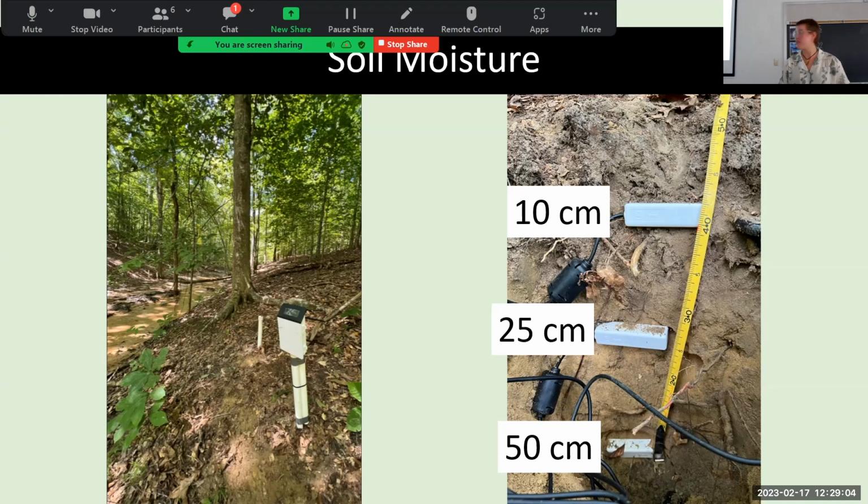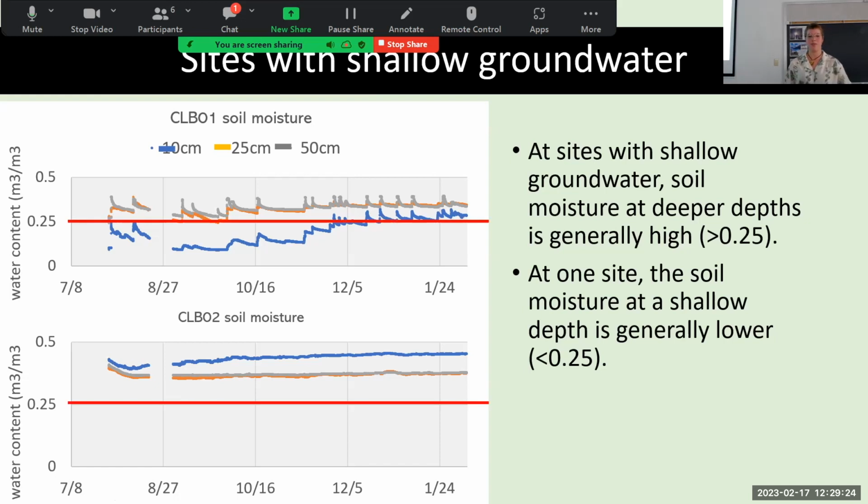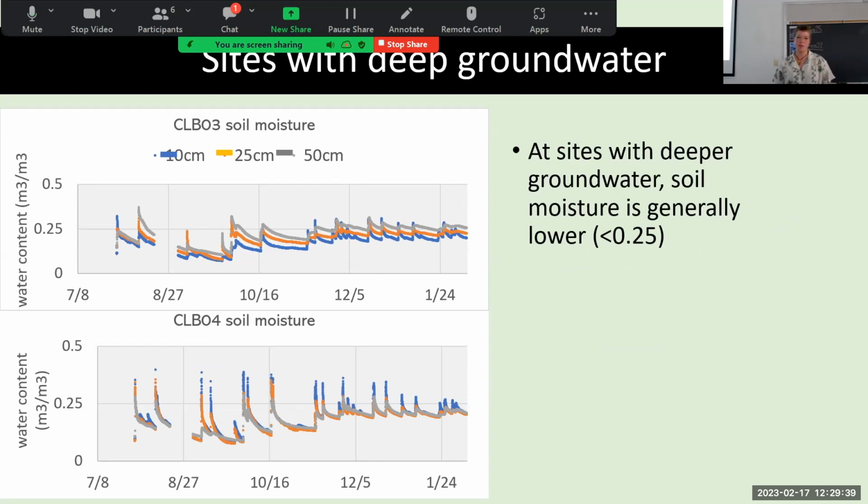So that's continuously logging, and here we can see, so first we're going to look at the sites with shallow groundwater, and this is all the soil moisture data from that. And so at the sites with shallow groundwater, you can see that generally the soil moisture is higher, just as a marker. This doesn't mean hard that it's dry or wet, but at one site it's generally a little drier, but generally shallow groundwater, wetter soil. And then sites with deep groundwater, the soil moisture is generally lower, again, hitting beneath the 0.25 there.